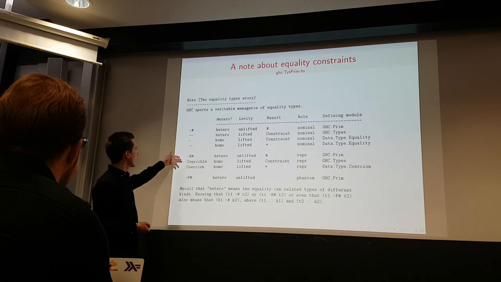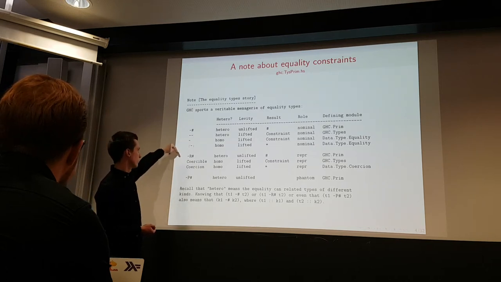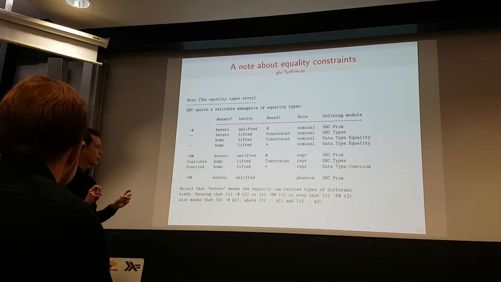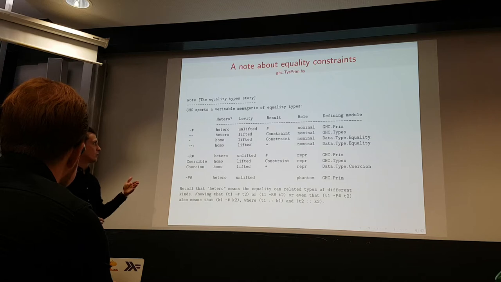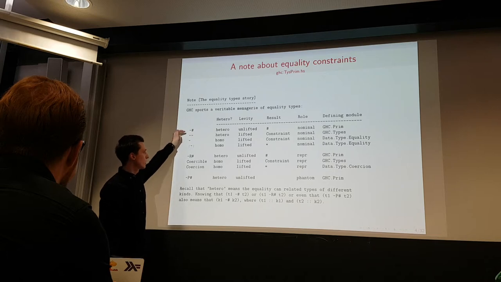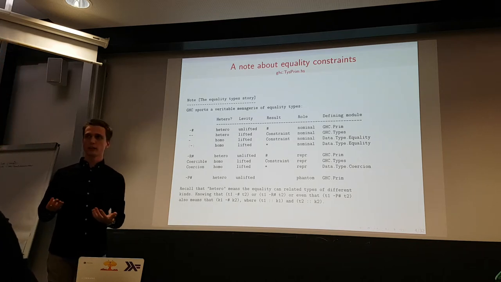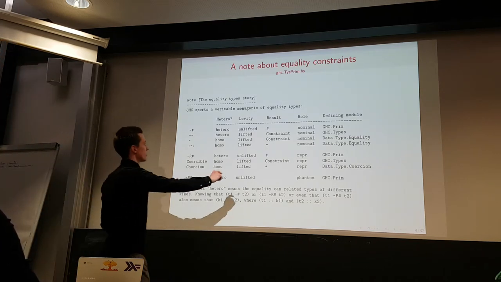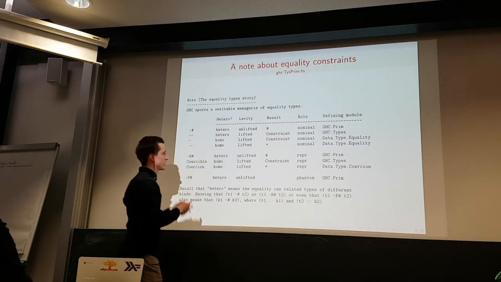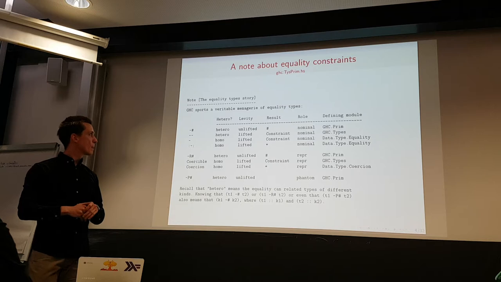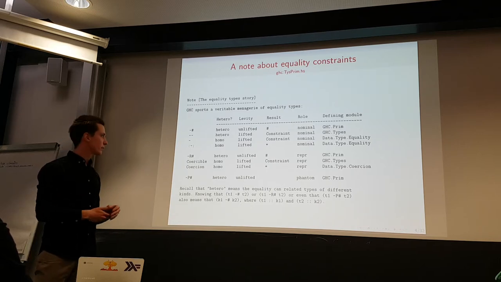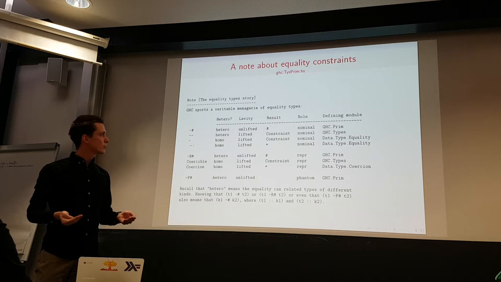So, for example, Coercible, double tilde and tilde all have usual type class definitions. But they have as a constraint in the definitions those so-called unlifted constraints, which never appear in the program at runtime.